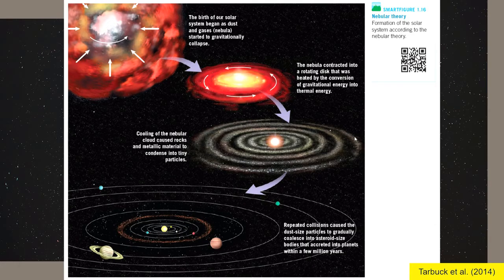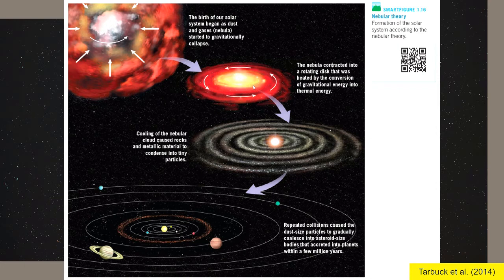This shows us the formation of the solar system according to the nebular theory. So scientists say that, according to research, the birth of our solar system possibly began as dust and gases, called nebula, started to gravitationally collapse on itself. Then eventually, the nebula contracted into a rotating disk, okay? And it is heated by the conversion of gravitational energy into thermal energy. So it's very, very hot during the first years of formation of our solar system.